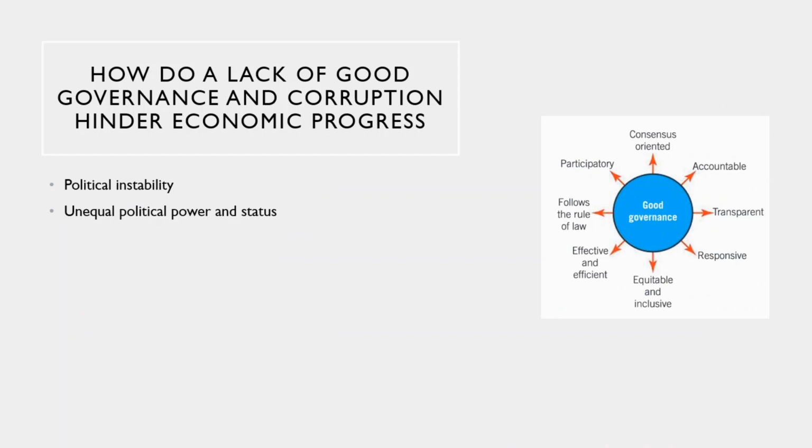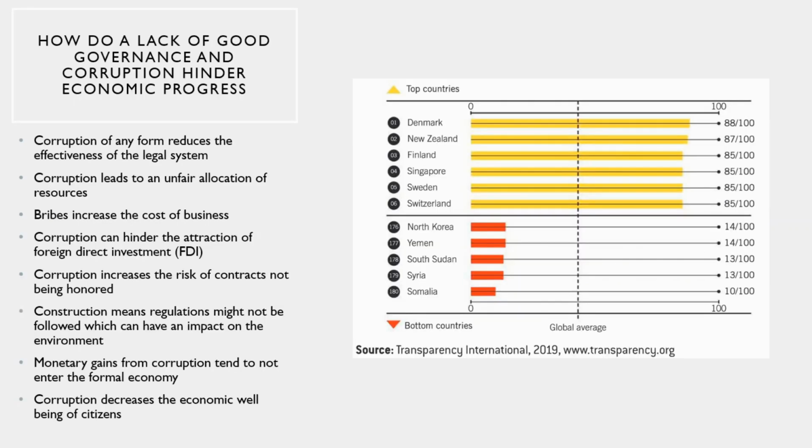Political instability, unequal political power and status, government corruption, civil war, all of those lead to hindering economic progress. Corruption of any form reduces the effectiveness of a legal system. It can lead to unfair allocation of resources. Bribery costs businesses. It could hinder the attraction of foreign direct investment. It increases the risk of contracts not being honored.